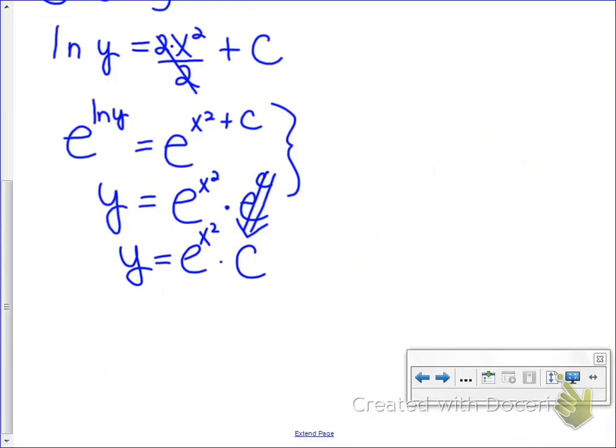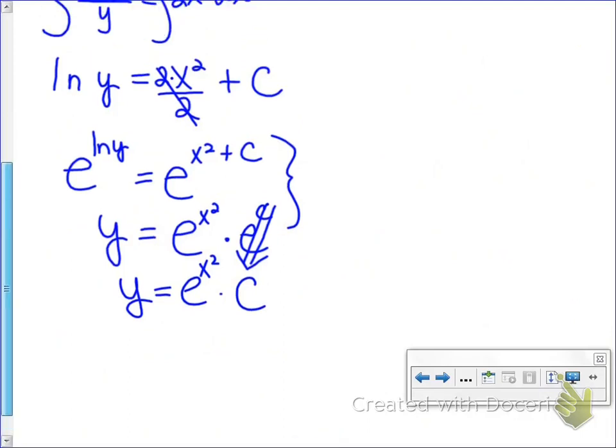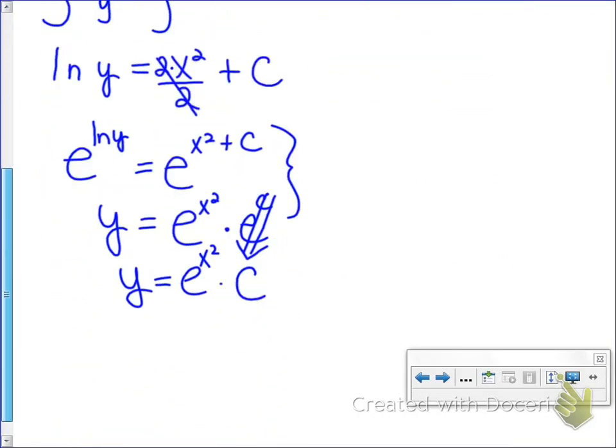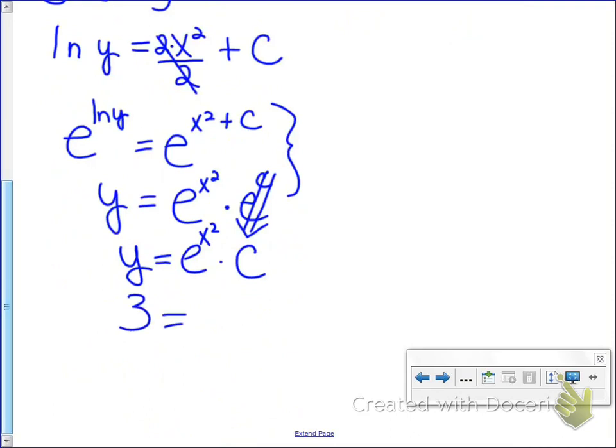I'm going to go back up to the original problem and look at what my initial condition was to find c. And at that point, once we get c, we're pretty much done. Y equals 3 when x equals 0. Plug in 0. Zero squared is 0. What's e to the 0? 1. Anything to the 0 power is 1. So what does c equal? 3.